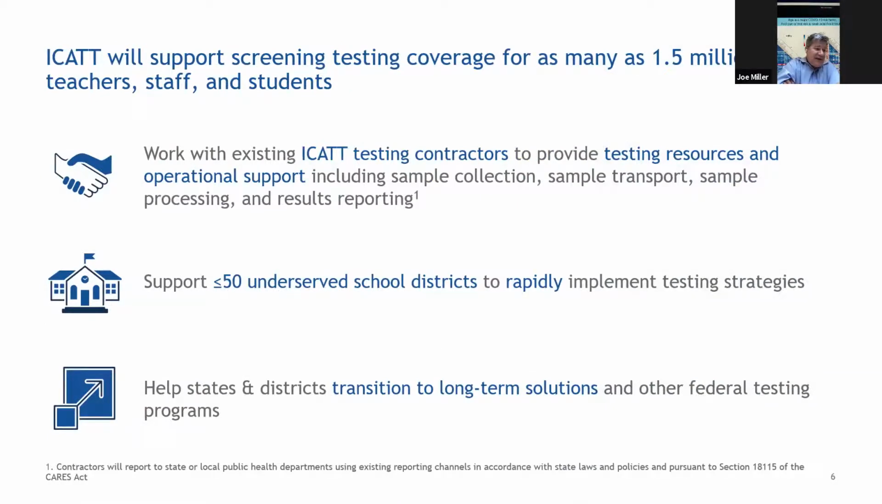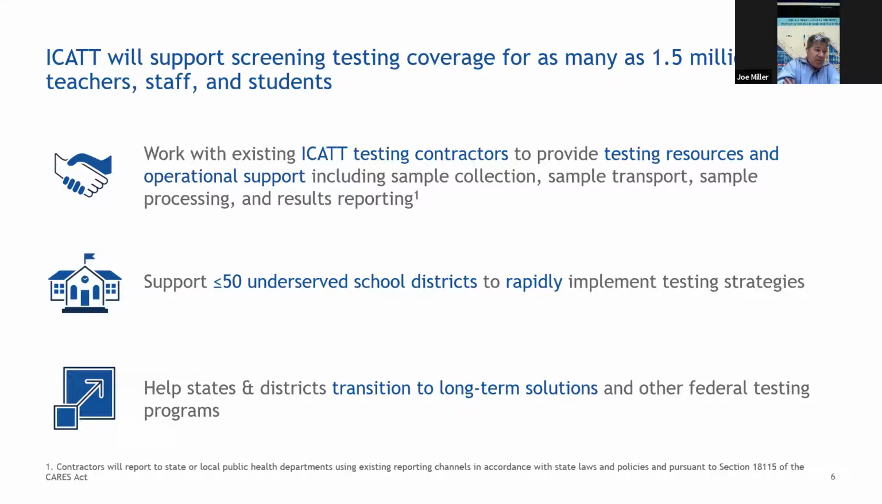So ICATT has contracted with pharmacies that are ready to support school testing. These contractors have tested over 10 million samples to date, and they make up close to 5% of all the testing that's currently being performed and reported in the country. So these contractors are what we like to call war tested. Their services include sample collection, sample transport, sample processing, and results reporting, according to the CARES Act.